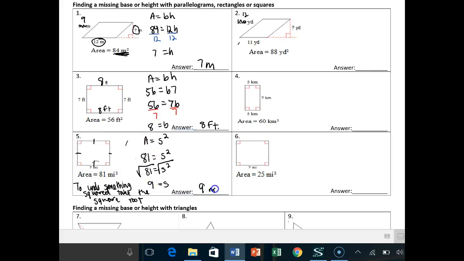So 9 miles. If I were you right now, I would pause and try and do 2, 4, 6. They are very similar to 1, 3, 5. That's the end of part 3.